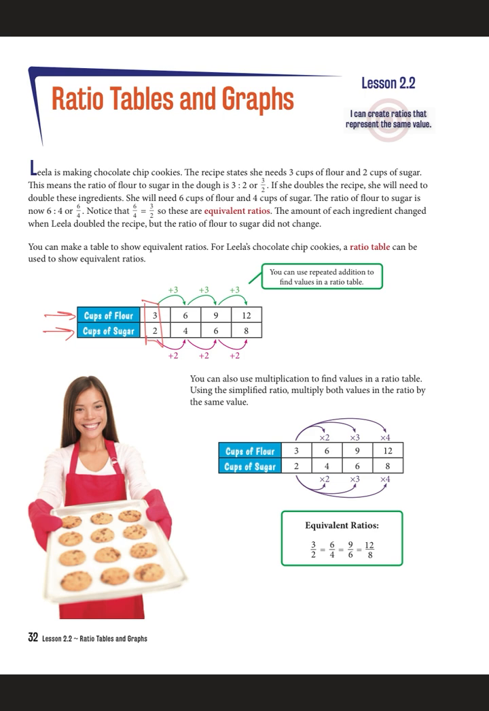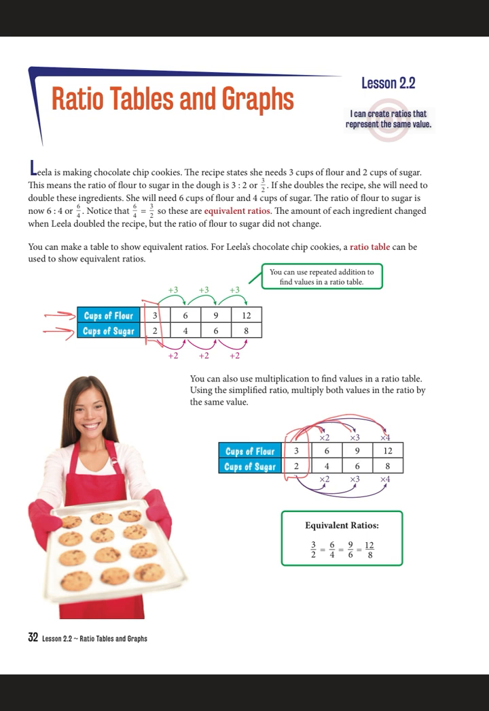For the second part of the table, it says you can also use multiplication to find values in a ratio table. Using the simplified ratio, 3/2, multiply both values in the ratio by the same value. So 3 times what is 6? That's 3 times 2. 3 times 3, that's 9. And 3 times 4 is 12.